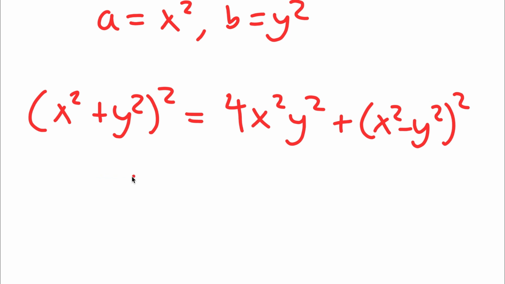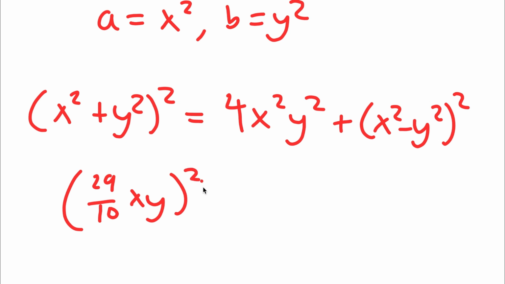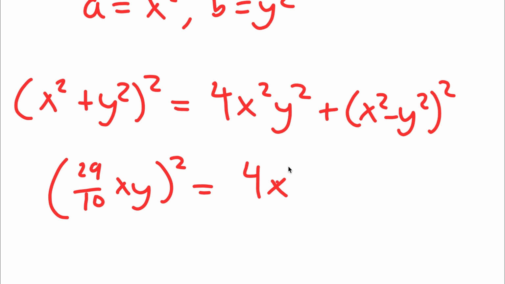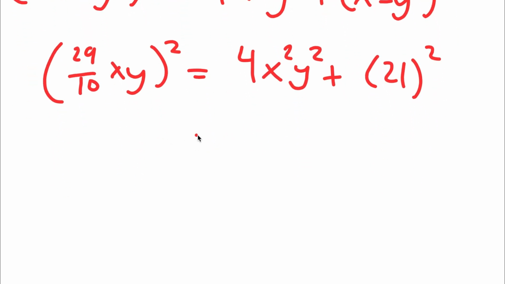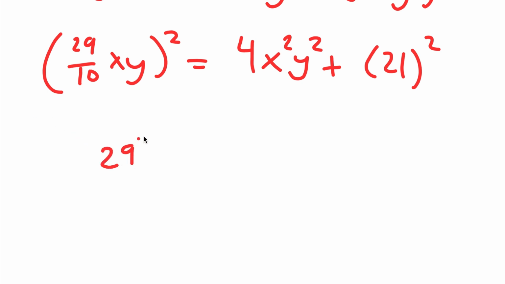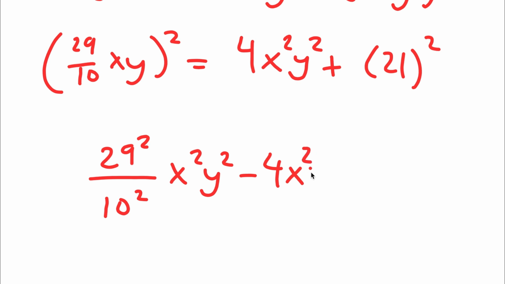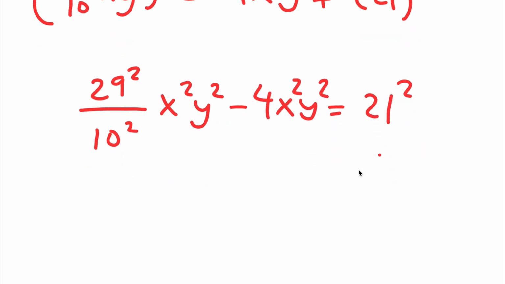So now I get 29 over 10 times xy squared, which is the value of x squared plus y squared squared, is equal to 4x squared y squared plus 21 squared, since x squared minus y squared is equal to 21. So now I have 29 squared over 10 squared times x squared y squared. I'm just going to bring everything to the left-hand side, so I get minus 4x squared y squared is equal to 21 squared.